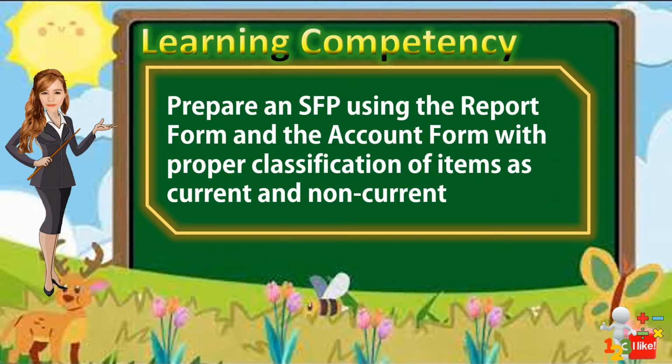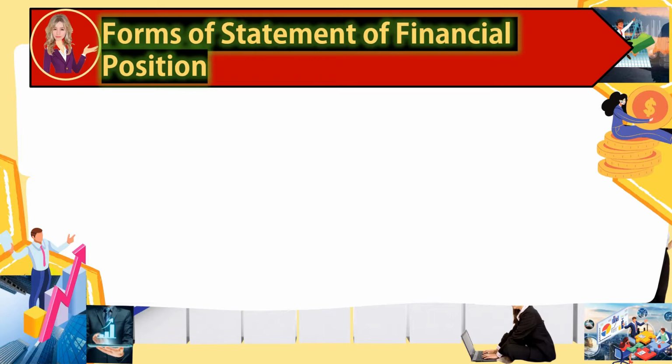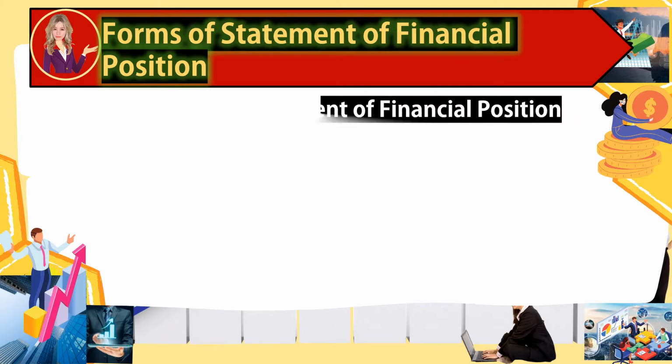What are the two forms of SFP or Statement of Financial Position? You are correct. The two forms are the report form and the account form. Let us have first the report form.